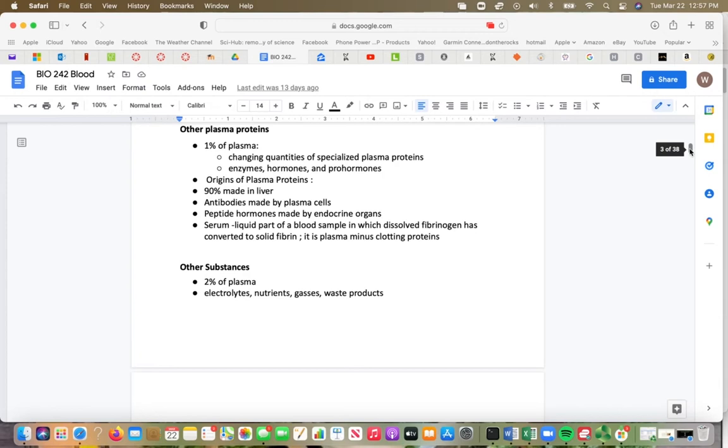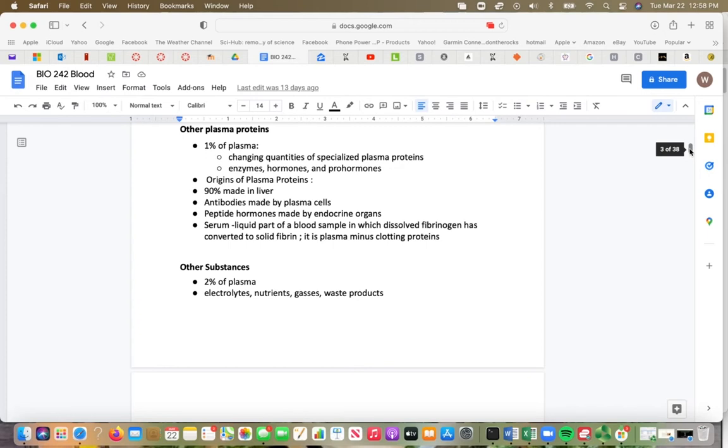Most of them are going to come from the liver. Antibodies will come from your plasma cells. Peptide hormones will come from your endocrine glands. And then the serum liquid part of a blood sample is going to have your dissolved fibrinogen that can later be converted into solid fibrin. Plasma is just going to be that liquid part minus the clotting proteins.